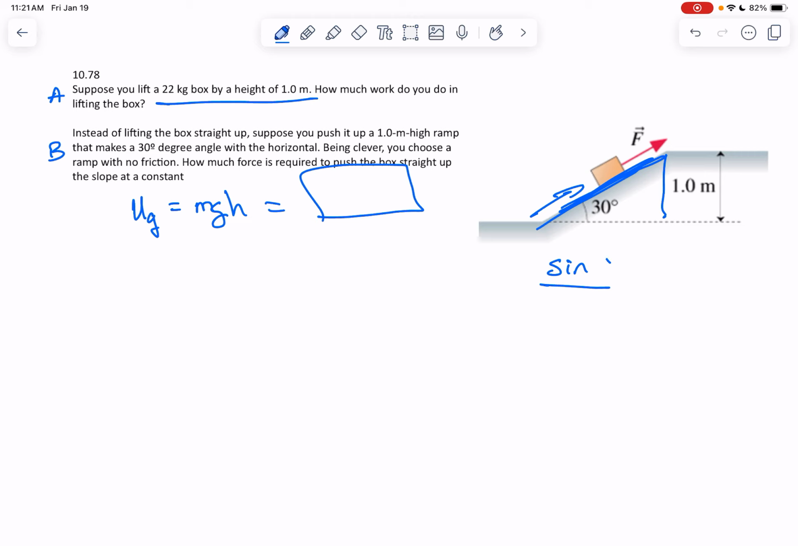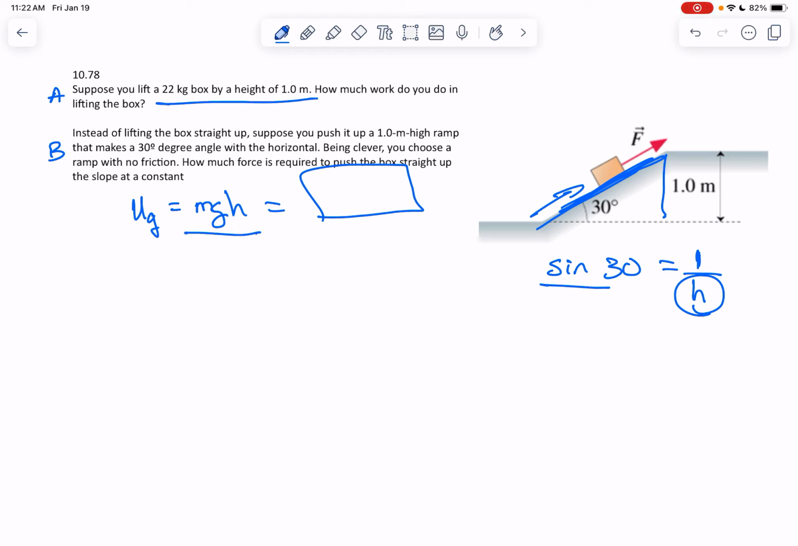Oftentimes when we do this, sine 30, if you think about it, is equal to 1 over h, and you've got to solve for the h. Usually we have that number at the bottom, we just multiply. There's not a multiplication, because the question is kind of asking how much force is required to push the bad boy up. But if you say this is mgh, that's the energy.